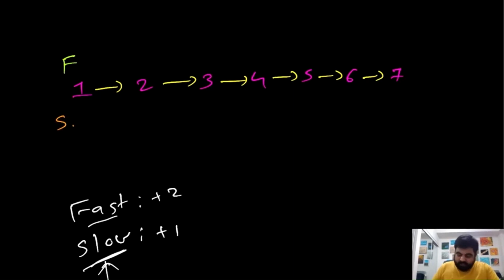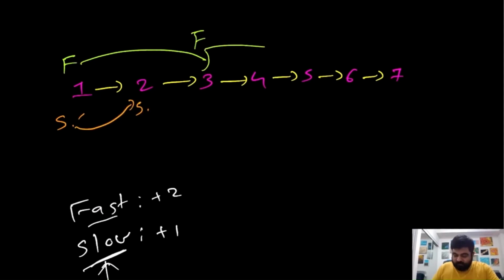Now let's start doing the jump. So fast is going to do 2 jumps at a time. So fast will come over here. At the same time, slow is going to do 1 jump at a time. So slow will reach over here. Again, fast is going to do 2 jumps because fast is not null or fast.next is not null. So fast will reach over here, and slow is going to do 1 jump. So slow is going to be here.